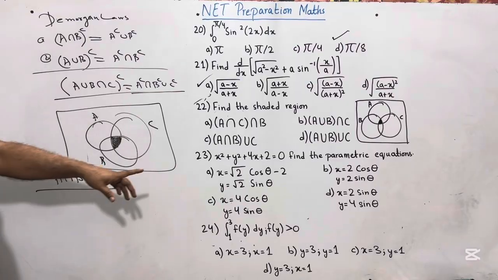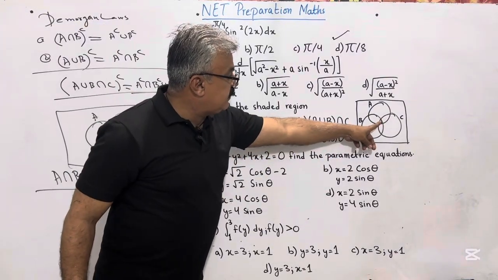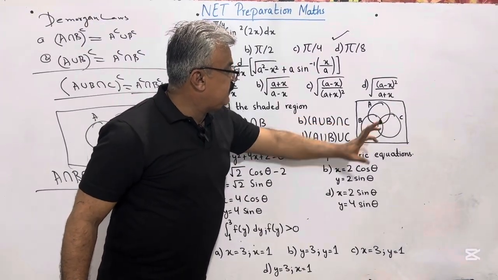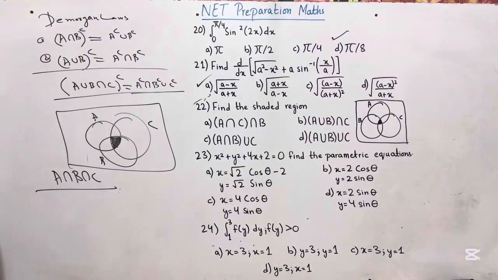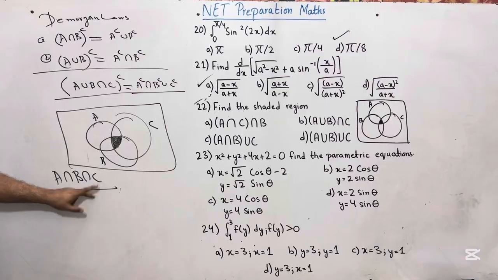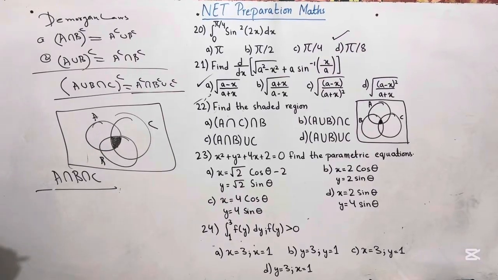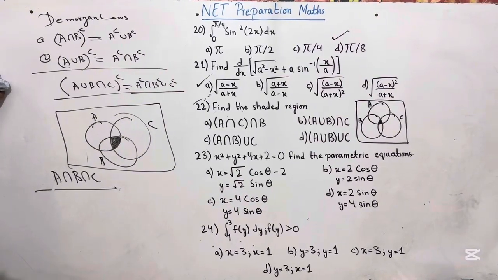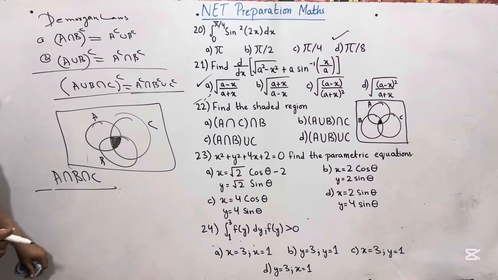We have been given a shaded portion here. Look at this. It is common to A, common to B as well as common to C. This is our A intersection B intersection C. That is common to all. That is our A intersection B intersection C.